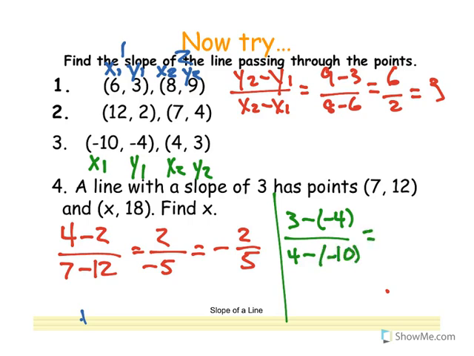So 3 minus negative 4 becomes 3 plus positive 4, which is 7. 4 minus negative 10 becomes 4 plus positive 10, which is 14. And 7/14 can be simplified as 1/2. All right, let's see what we can do for number 4.